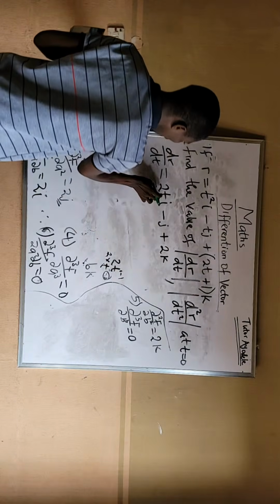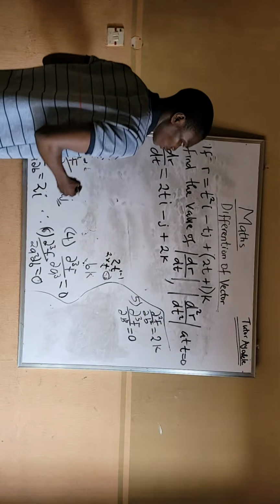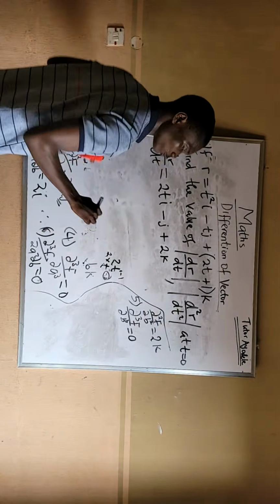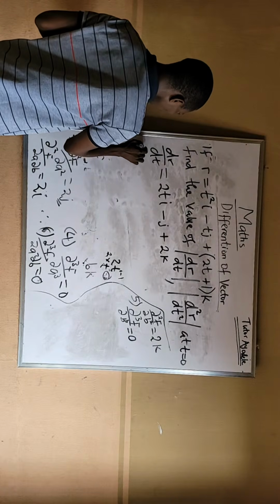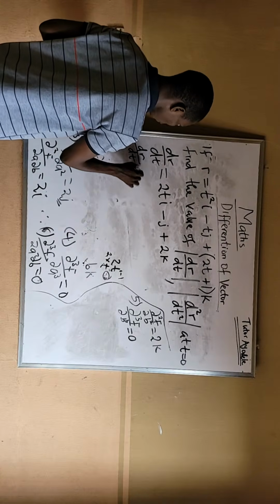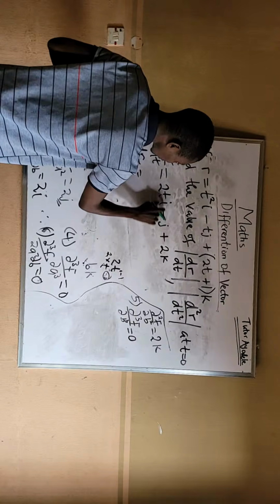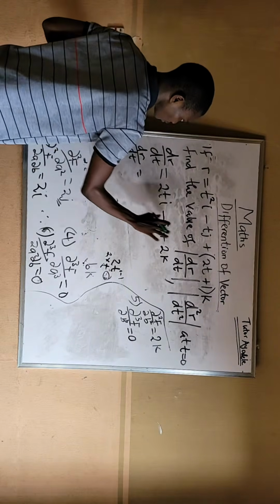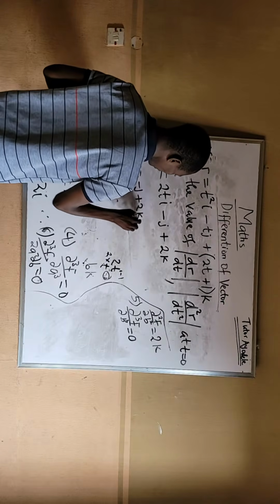Now, I've gotten dr over dt. So we're now told that at t equals 0, what it means is that wherever I see t, I will substitute it with 0. Therefore dr over dt equals, if I put 0 here, this will be 2 times 0, and anything multiplied by 0 will definitely give you 0. So here is 0. We'll be left with minus j plus 2k.